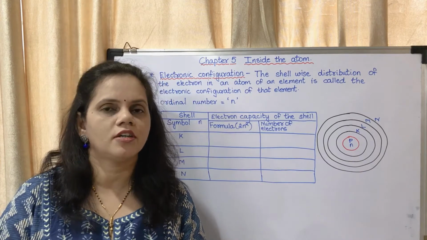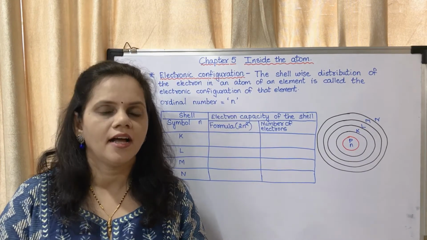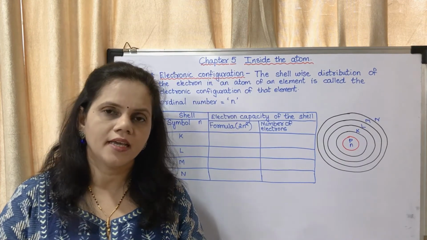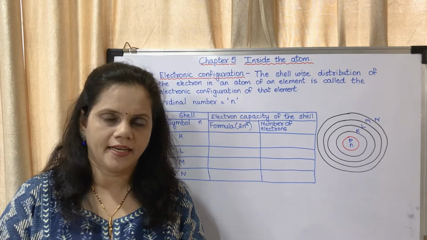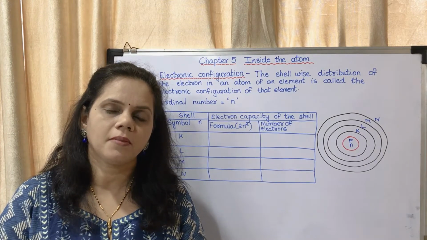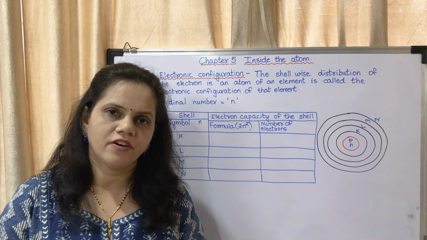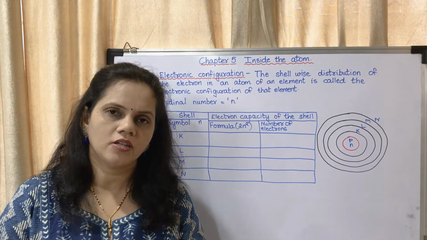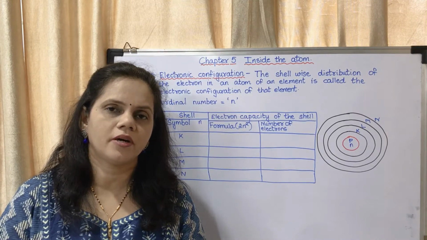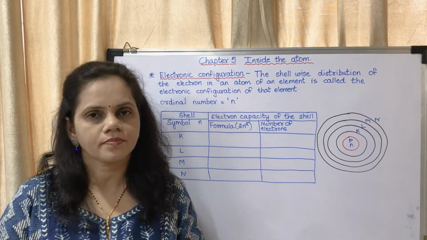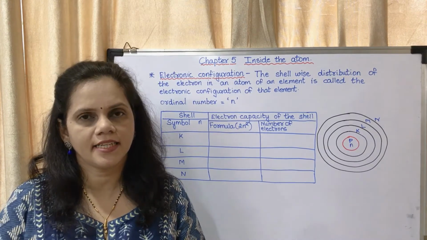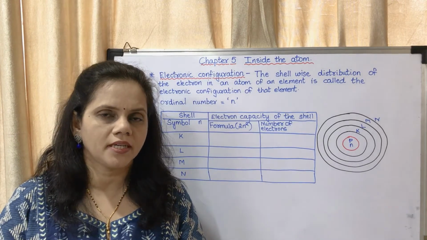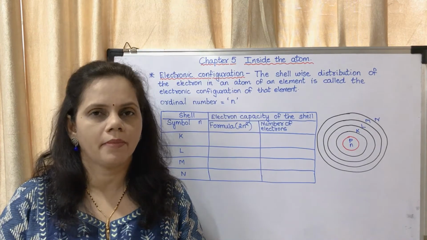Atomic number is denoted by the letter Z. Atomic mass number is denoted by the letter A, and A is equal to P plus N, where A stands for atomic mass number, P stands for number of protons, and N stands for number of neutrons. Okay. So this much we had studied yesterday. So you have to be thorough with what is atomic number and what is atomic mass number.